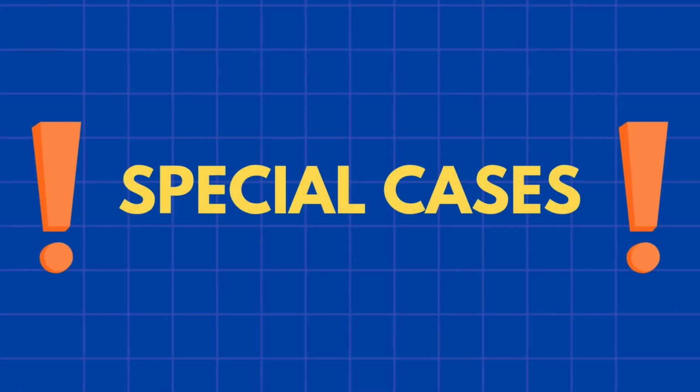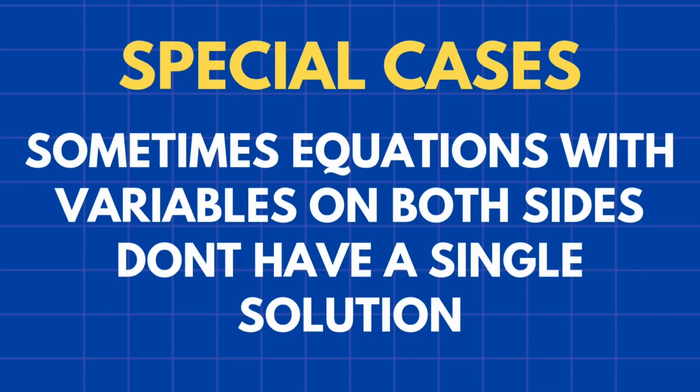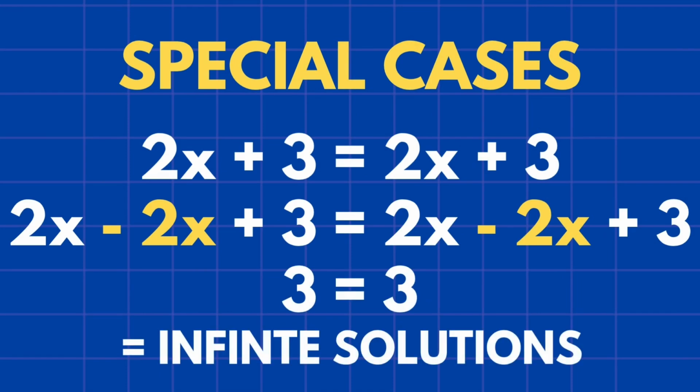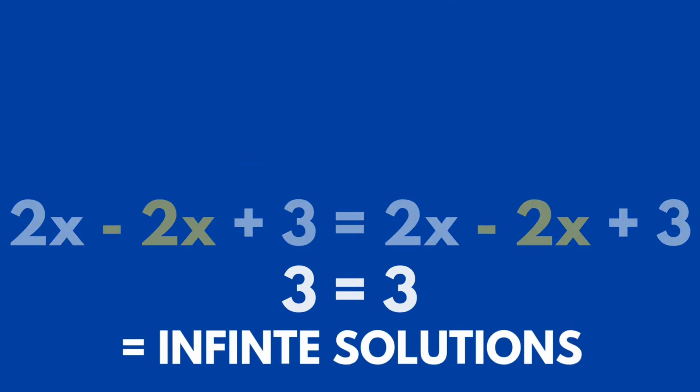Now let's talk about some special cases. Sometimes equations with variables on both sides don't have a single solution. If we look at 2x plus 3 equals 2x plus 3, if we subtract 2x from both sides, we're left with 3 equals 3. That's always true. In this case, there are infinitely many solutions. Any value of x works.